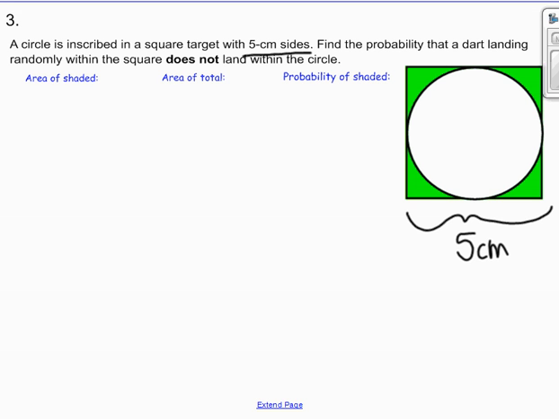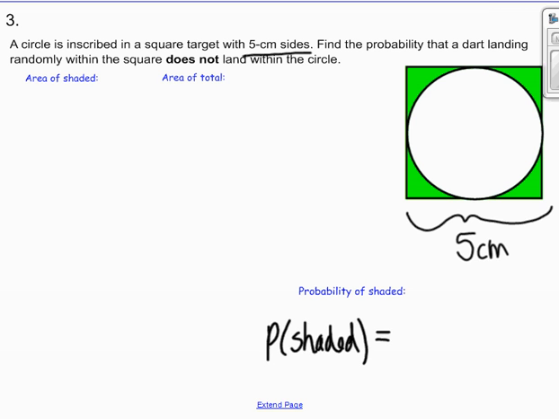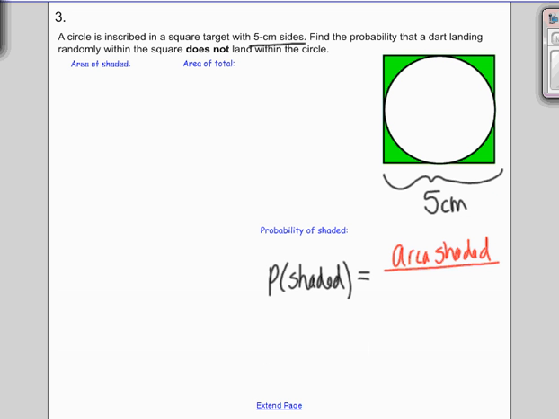So we'll start with that. So the idea here is I want the probability of the shaded. So I'm just going to break this down over here. So my end goal is to figure out the probability of the shaded. So what that means is I need to find the area of the shaded because that's what I want. And then on the denominator, I want the area total.